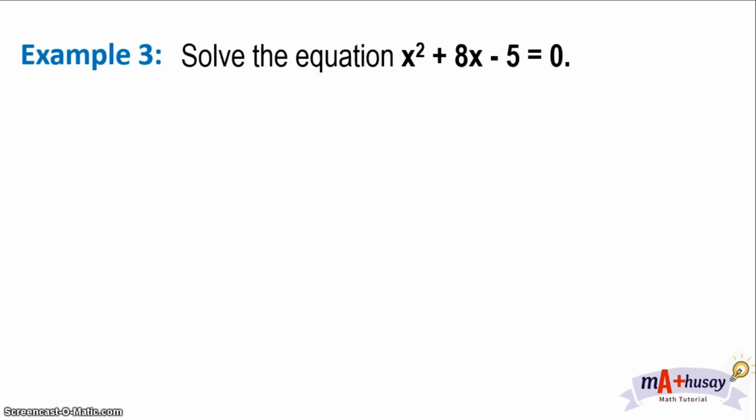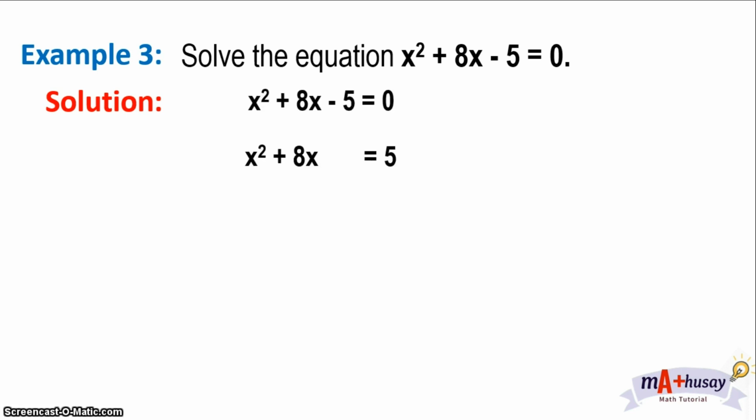Example number 3. Solve the equation x squared plus 8x minus 5 equals 0. So in this case, a is equal to 1. So there's no need for you to divide both sides of the equation by a. So ang gagawin na lang natin is to isolate the constant term in the right side of the equation. So let's isolate it. So we have to add both sides of the equation again by 5 para matanggal natin si negative 5 sa left side of the equation.